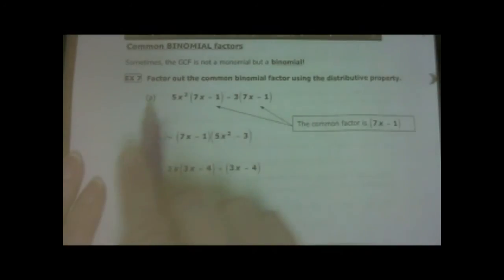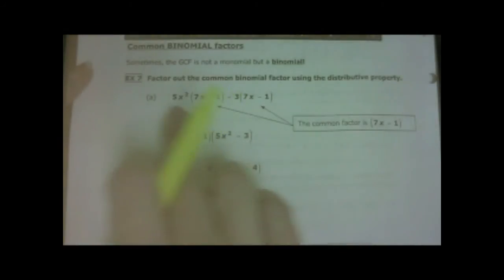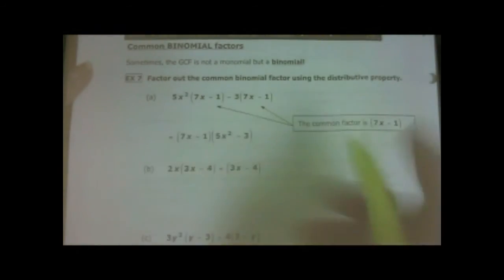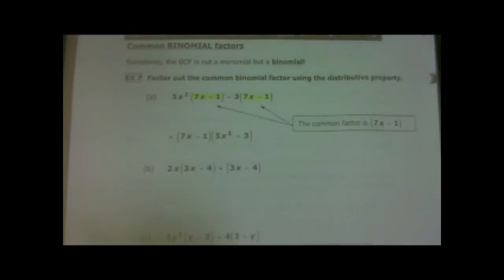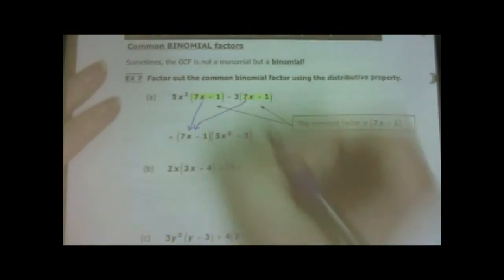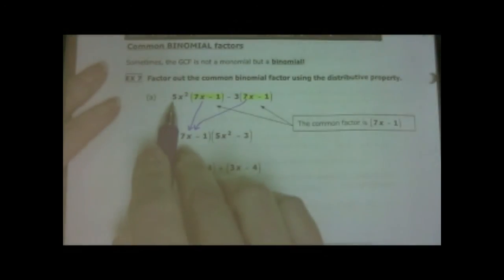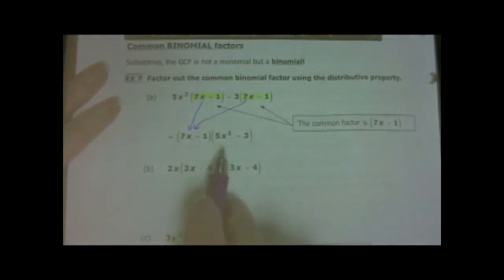This is my expression. My greatest common factor here, I have 2 terms, this term and this term. My greatest common factor is actually 7x minus 1. That's my greatest common factor. It's common to both of my terms. So I'm going to factor it out to the front. See, it comes out to the front. And what's left is 5x squared minus 3.